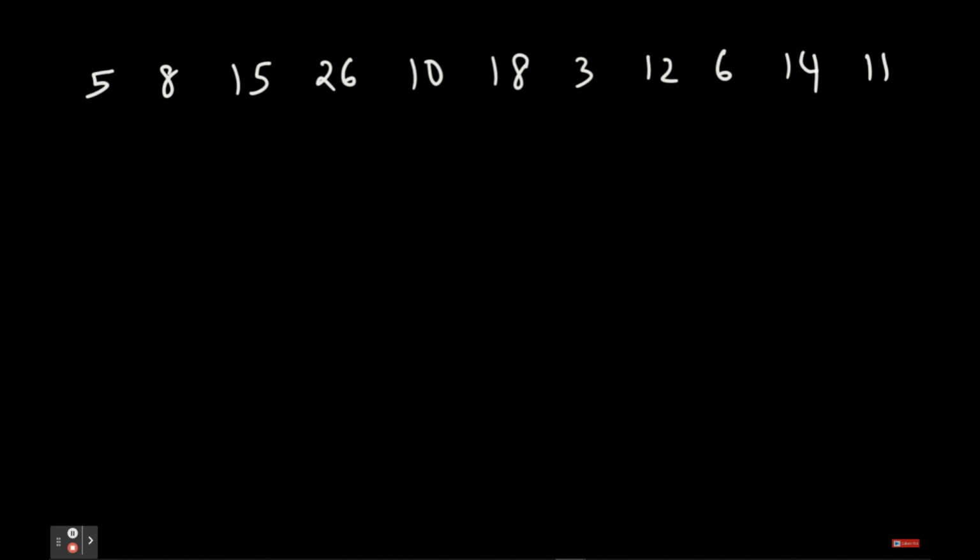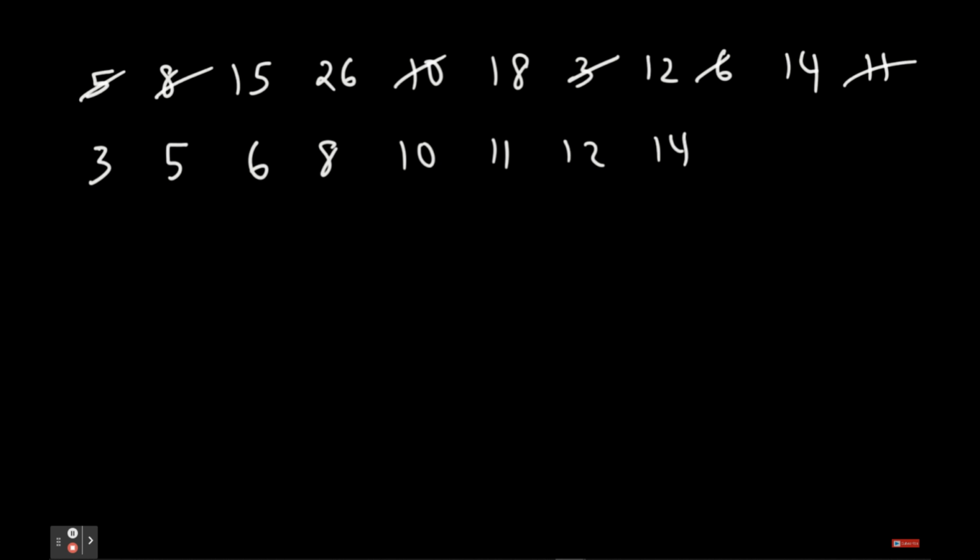So what's our first step? What's the first thing that we need to do here? The first thing you want to do is rewrite this and arrange the numbers in ascending order. So 3 is the lowest number. Next, we have 5, and then 6, and then after that is 8, 10, 11, and then it's 12, 14, 15, 18, and then 26.